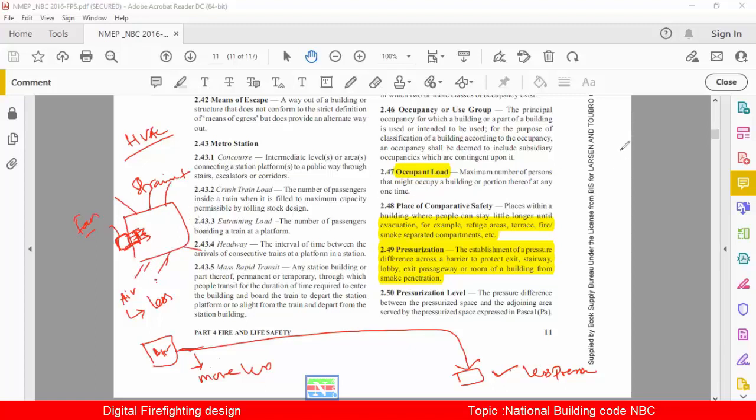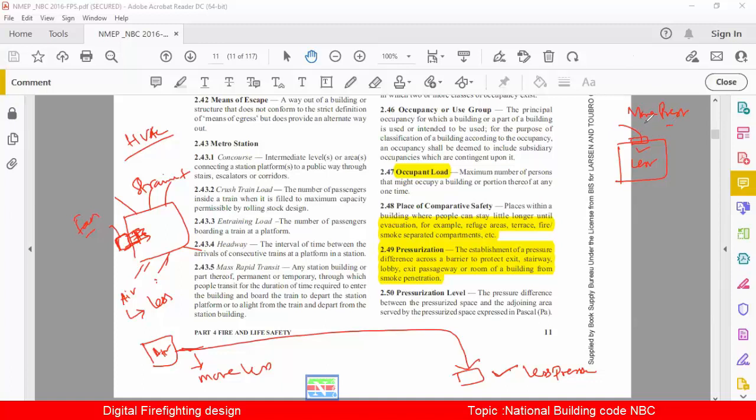One simple example. In your house, you have a door or window. Imagine a window. From outside, why does air come to your room? Because outside you'll have more pressure, and inside you'll have less pressure. Have you imagined, have you felt this? Yes, this is because of this.